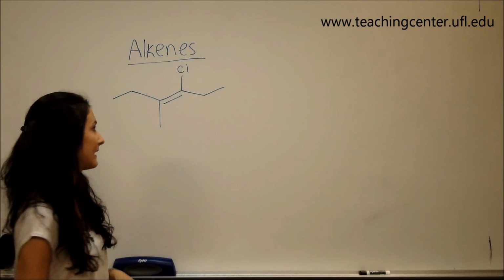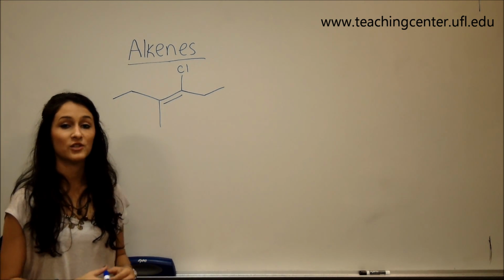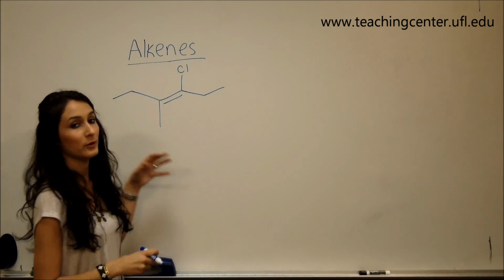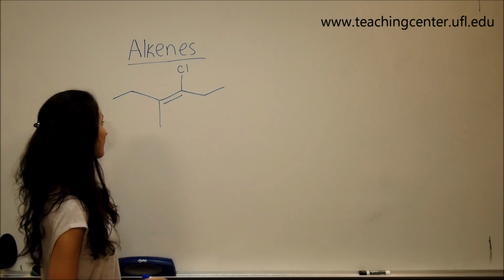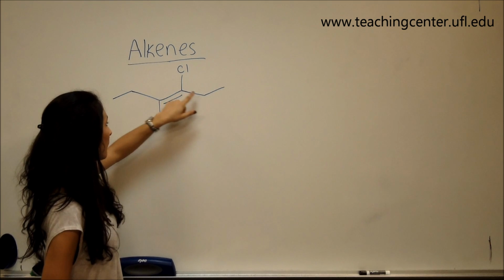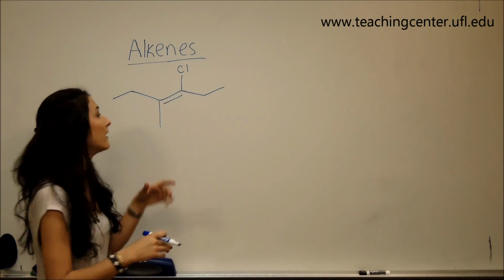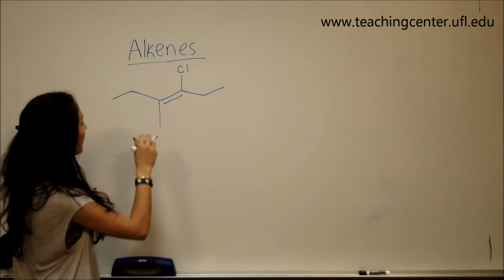Okay, so this is our first example. We want to make sure that we choose the longest parent name, the parent root, basically, so that we can include the double bond. So the longest one for this would be going across either way. So let's see, 1, 2, 3, 4, 5, 6, or 1, 2, 3. Either way, you're going to get the alkene to start with the number 3. So it'll work either way.